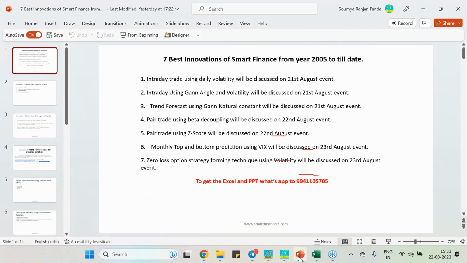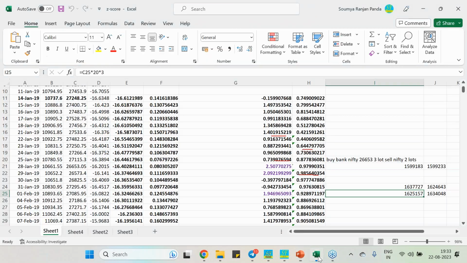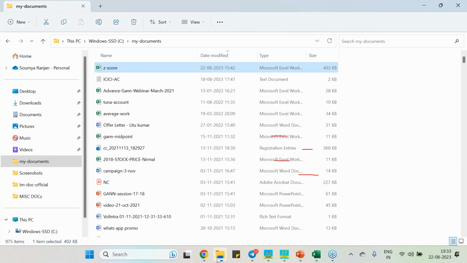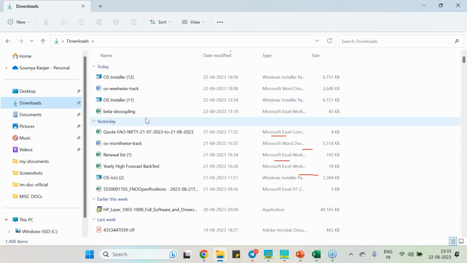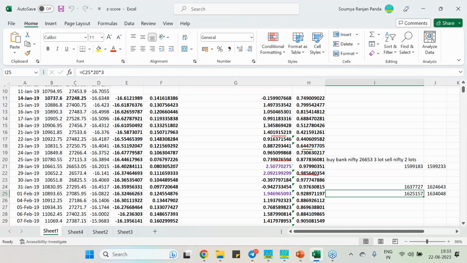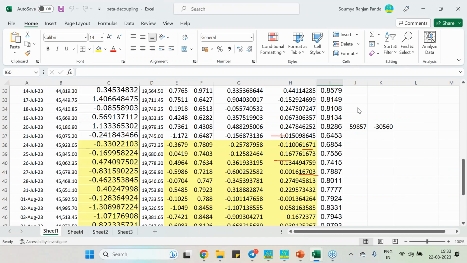So I'll be going to the subject now. Once again, good evening to all of you, and this is a great method you are going to experience today, the beta decoupling method and the z-score method. So what is beta decoupling and what is z-score? All of you will know that there is a concept called beta. You can say high beta stock, low beta stock. That is what is being pictured everywhere.